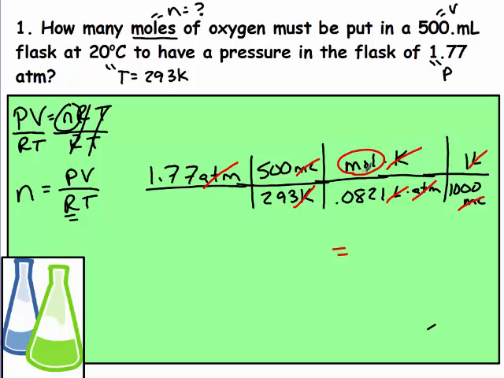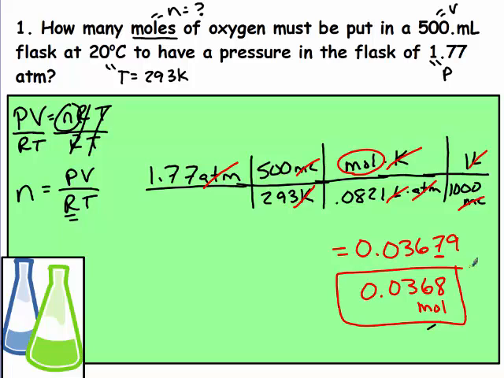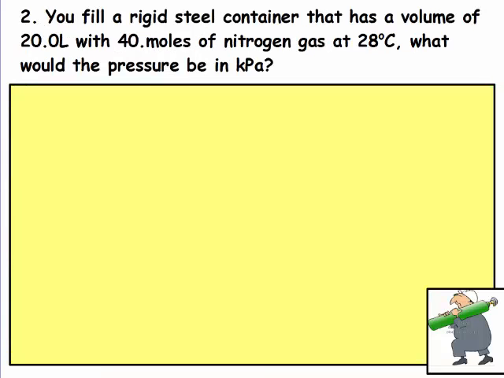Again, make sure that you pause the video and plug it in. You should get that when you plug it in, and we want 3 significant figures. So that first zeros don't count, so that's 1, 2, 3. So 0.0368 moles. Let's try one more together. Make sure we're good on how to plug in that R.